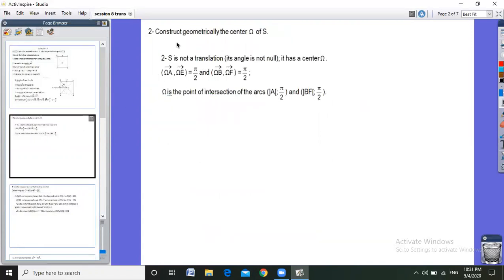Construct geometrically the center omega of S. S is not a translation, so it has a center. Since A gives E, B gives F by S, we have (omega A, omega E) equals pi over 2, then omega belongs to the semicircle of diameter AE. Similarly, omega belongs to the semicircle of diameter BF, hence omega is the point of intersection of these two semicircles. See the figure.